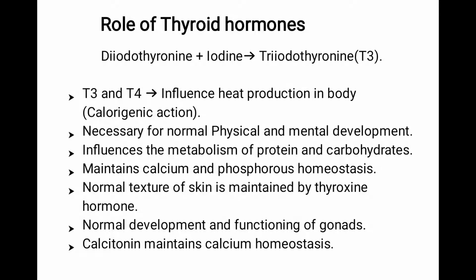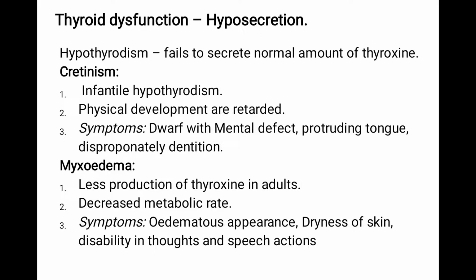Example, calcitonin maintains the calcium homeostasis, whereas parathyroid hormone, released by the parathyroid gland, maintains the phosphorus homeostasis. The normal texture of skin is maintained by thyroxine hormone. The normal development and functioning of gonads is also influenced by thyroid hormones. Calcitonin maintains the calcium homeostasis.